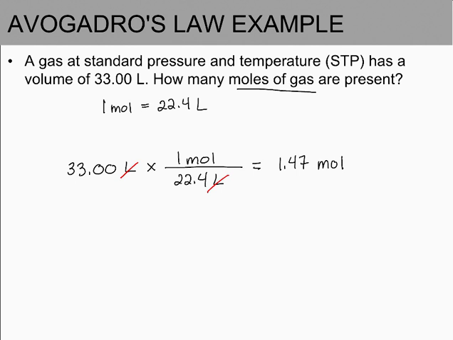All right, so if the volume of a gas at standard pressure and temperature is 33 liters, that means that we have 1.47 moles of that gas. And again, the identity of the gas doesn't really matter here either, because the gas particles are so far apart that even if the mass is pretty large or pretty small, it's still going to take up 33 liters, and we'll have 1.47 moles of that gas. Okay.